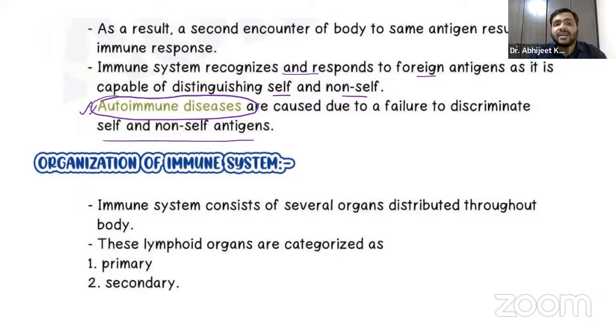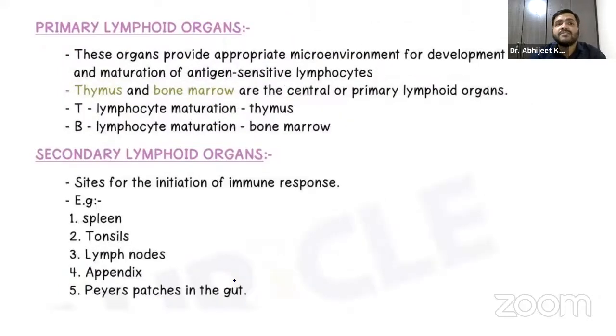So remember, guys, the immune system consists of several organs, and these lymphoid organs are primary and secondary. The primary lymphoid organs are required for the development and maturation of antigen sensitive lymphocytes. The examples are very, very important, again a viva question: the thymus and the bone marrow. They are the central or the primary lymphoid organs.